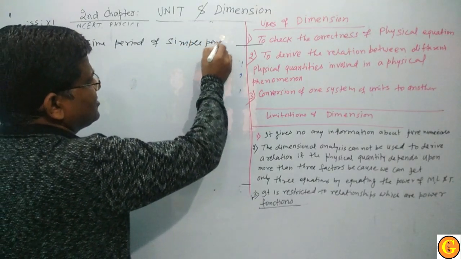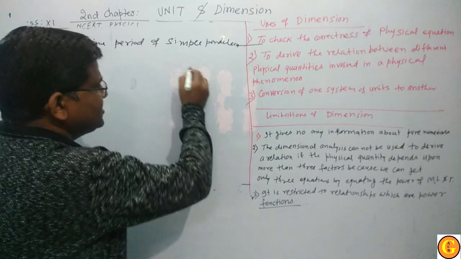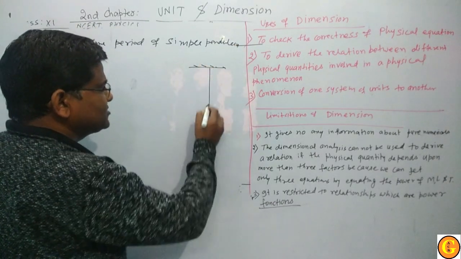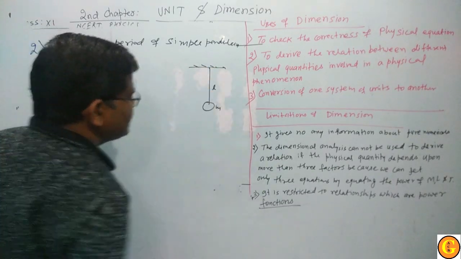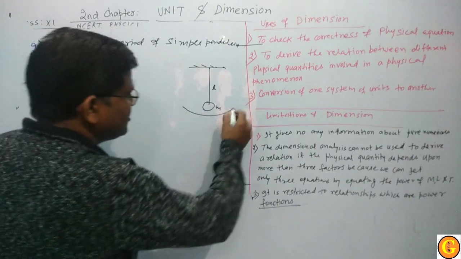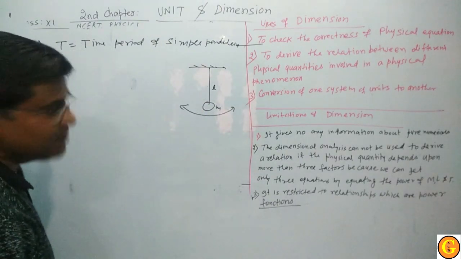Simple pendulum. A simple pendulum is just a thread and bob system. This is called a simple pendulum. The mass is m, the length is l, and this to-and-fro motion is called oscillatory motion.